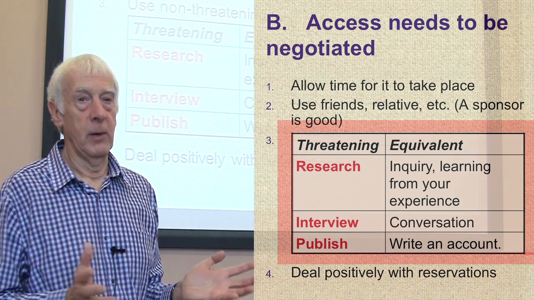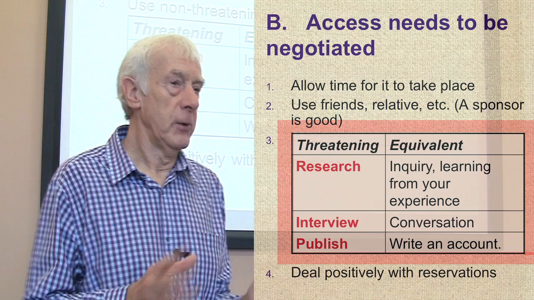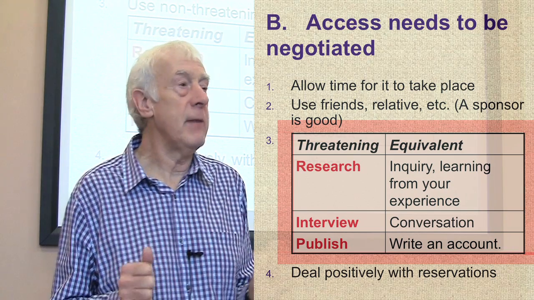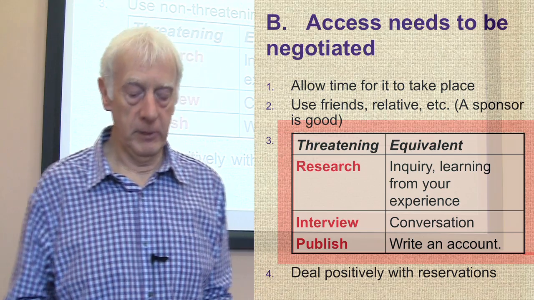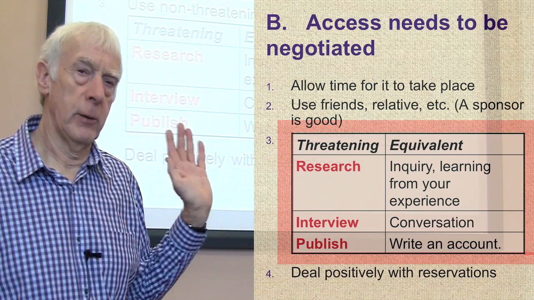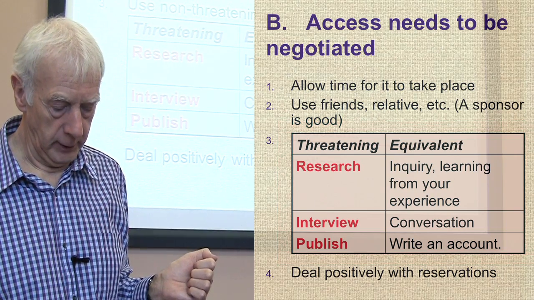And that's not to say that they don't get read at all. Some do get read, but it's a very limited audience, and even journals, of course, aren't read by large numbers of people. So writing an account, academic publishing, you have to explain that to the people you're negotiating with.